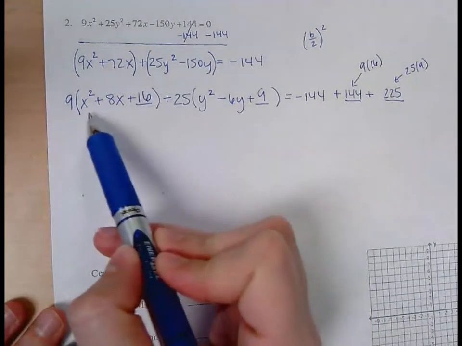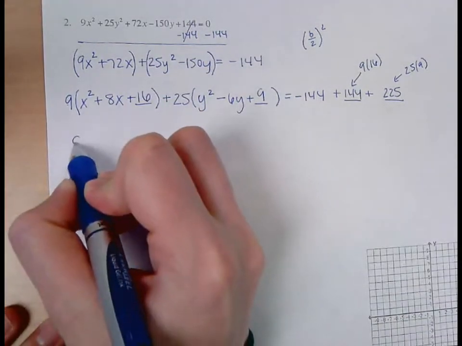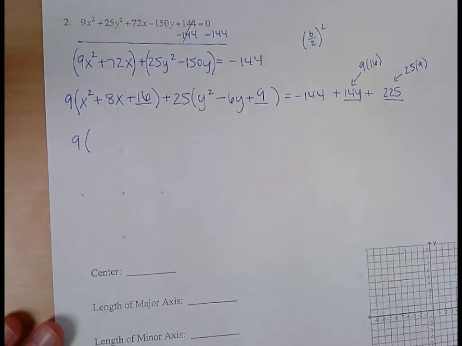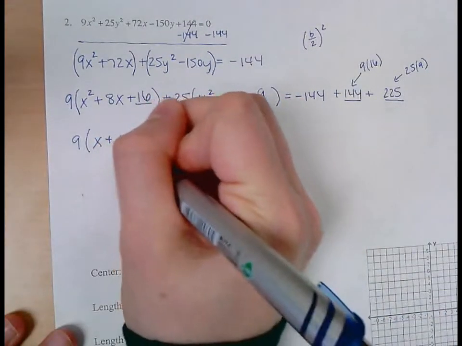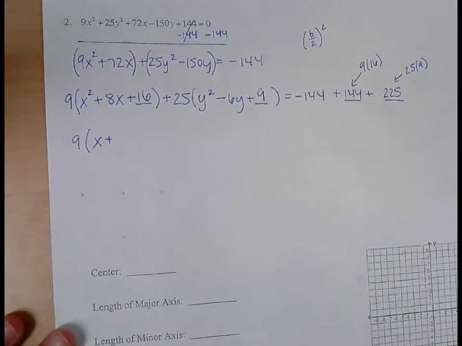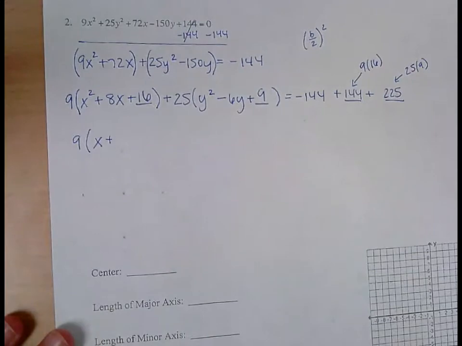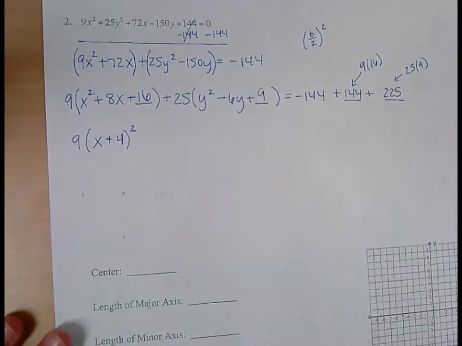Okay, and then once you've completed the square, these are perfect square trinomials, you factor them. So I have 9 times, what quantity squared will I have for x? X plus what? What is this in factored form? X plus 4, yes. X plus 4 quantity squared.